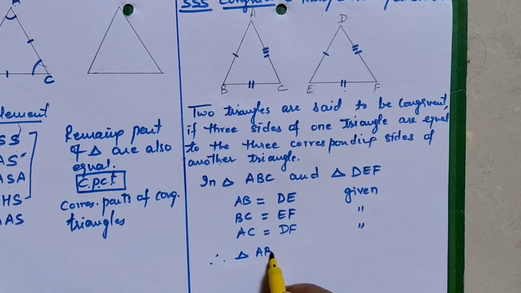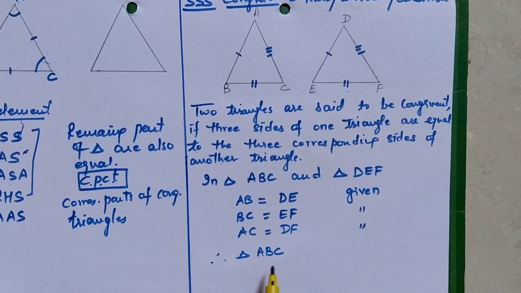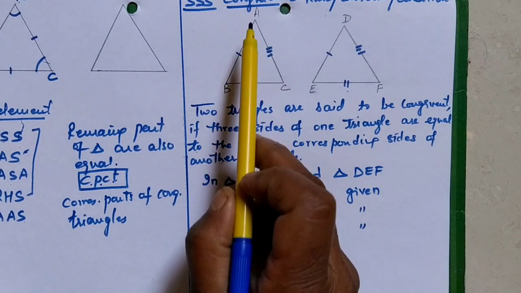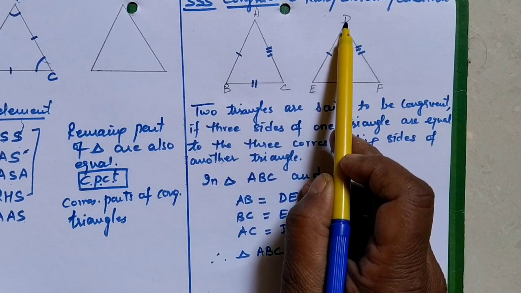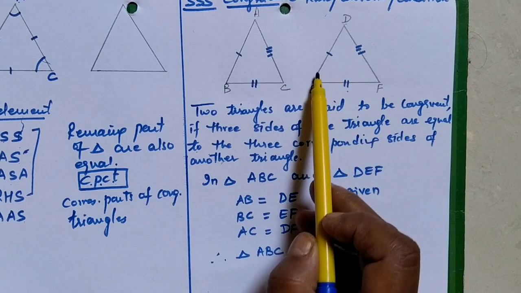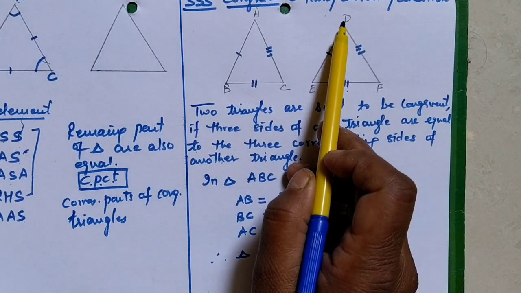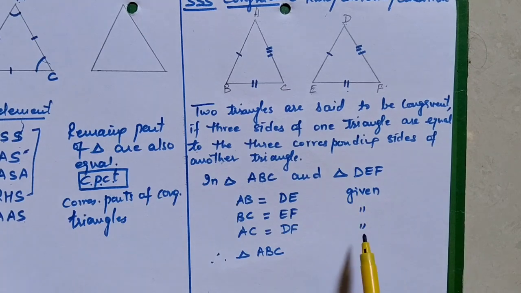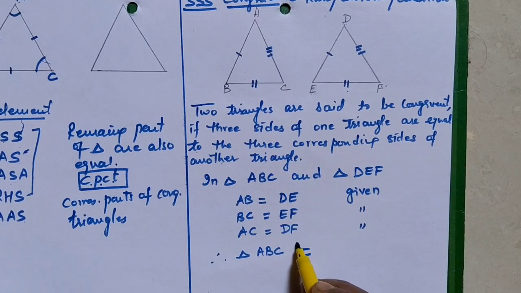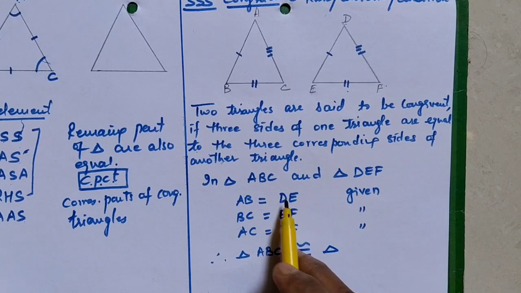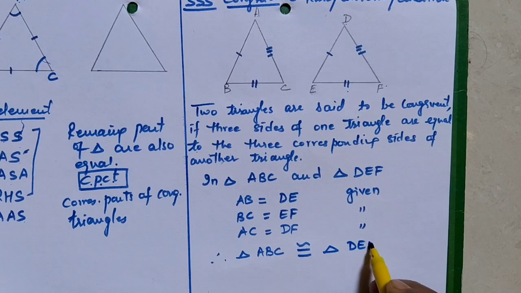Therefore, triangle ABC. Now see the important part. I have written ABC, so you have to write the corresponding parts. Since I start with ABC, and AB was equal to DE, you should also write DEF. If you write DFE, that will be wrong. So I write: triangle ABC is congruent to triangle DEF.